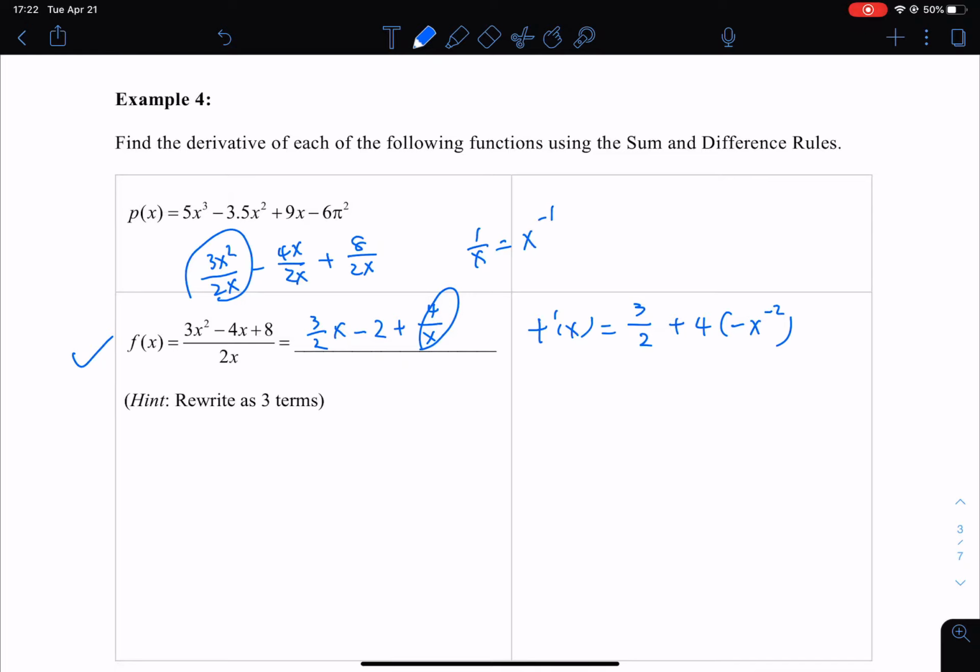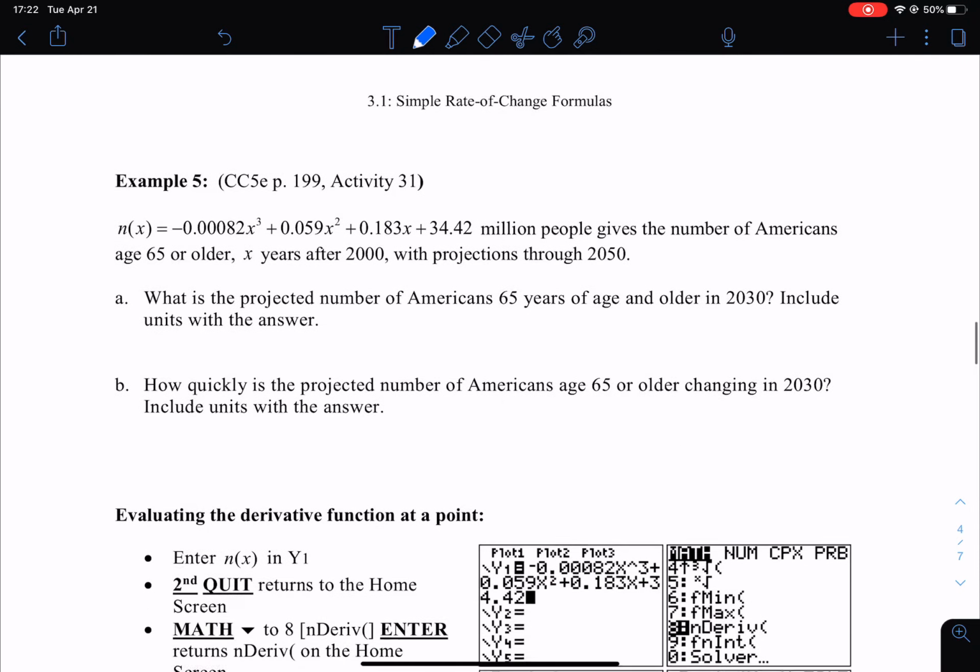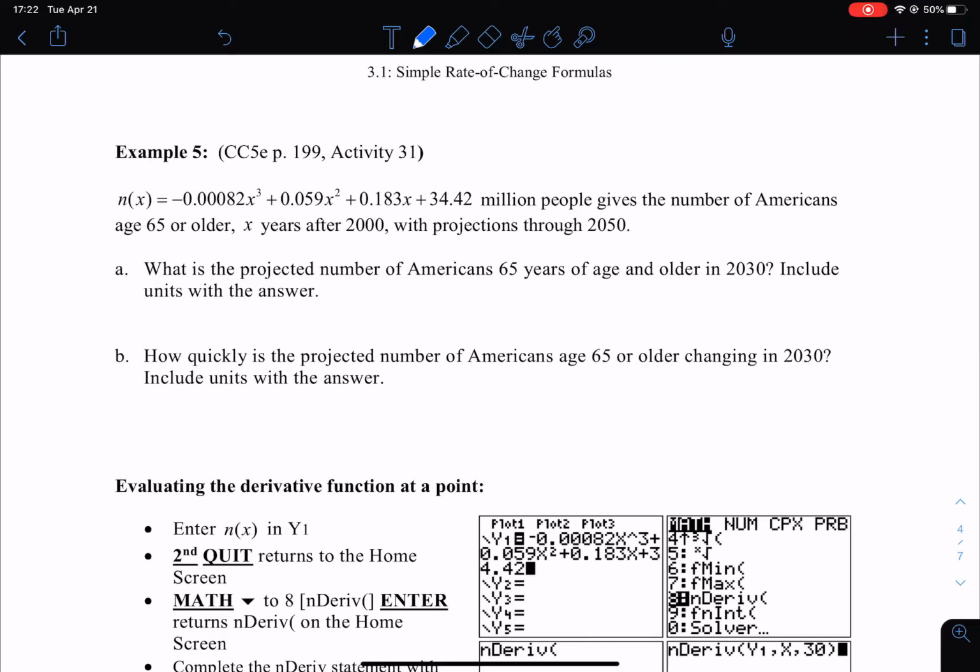And for the next one, let's see example 5. Example 5, we are given a function n of x. All right, just read the question by yourself. All right, this is the function n of x.